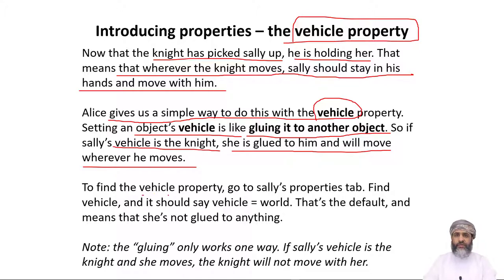To find the vehicle property, go to the properties tab and you should see the vehicle, where the default word means that she is not glued to anything. Note, the gluing only works one way.